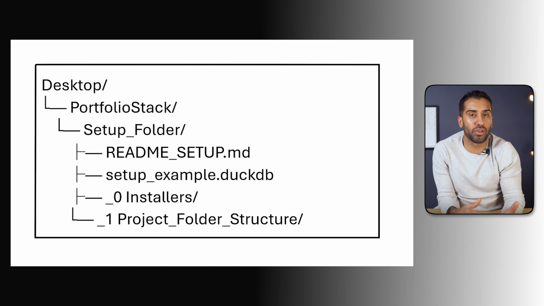Now, let's create your Workspace folder. On your desktop, create a new folder and name it Portfolio Stack. This will be your main working directory for all of your projects. Next, move the entire setup folder that you downloaded into that new Portfolio Stack folder so that everything stays in one place. When you open VS Code later, we're going to open this Portfolio Stack folder directly there, which ensures that all of your paths and scripts are working correctly.